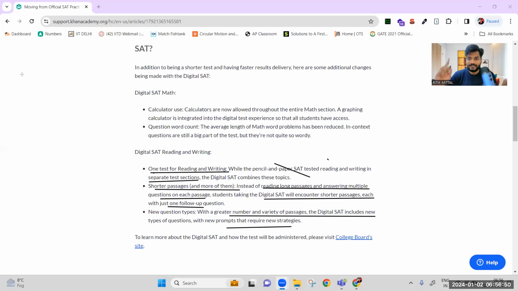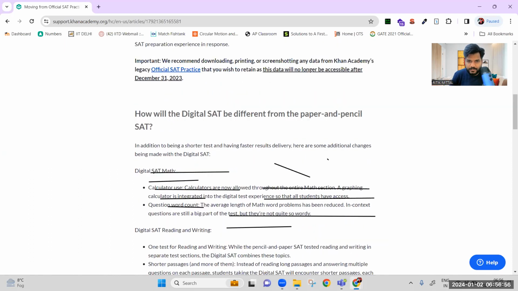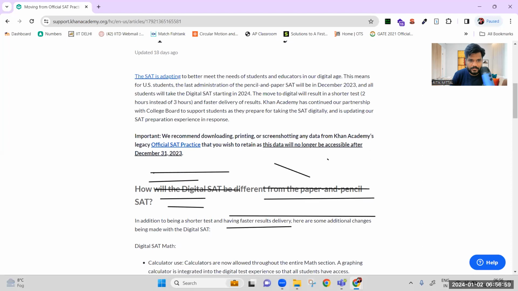Okay, now one major difference is the digital SAT will be only 2 hours instead of 3 hours. The pen and paper SAT was 3 hours, but the digital SAT is only 2 hours. You can see this difference here. It is written that the move to the digital SAT will result in a shorter test, 2 hours instead of 3 hours. And you will even get faster results in the case of the digital SAT.